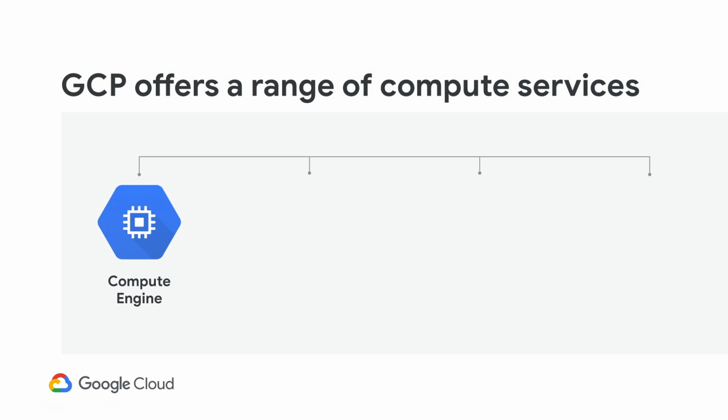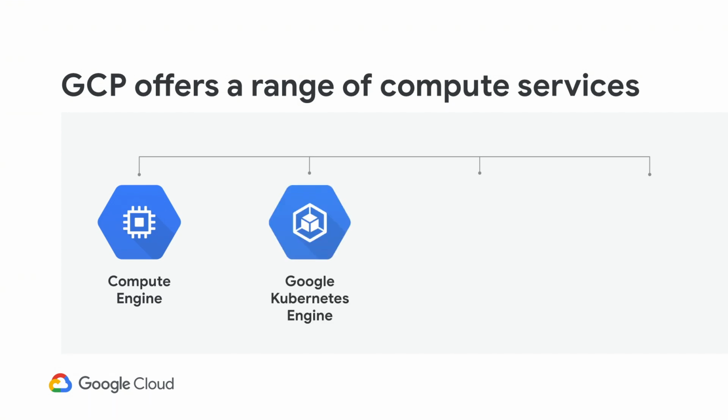For example, GCP offers a range of compute services. The service that you might be most familiar with is Compute Engine, which lets you run virtual machines on demand in the cloud. It's Google Cloud's infrastructure as a service solution, and it provides maximum flexibility for people who prefer to manage server instances themselves.